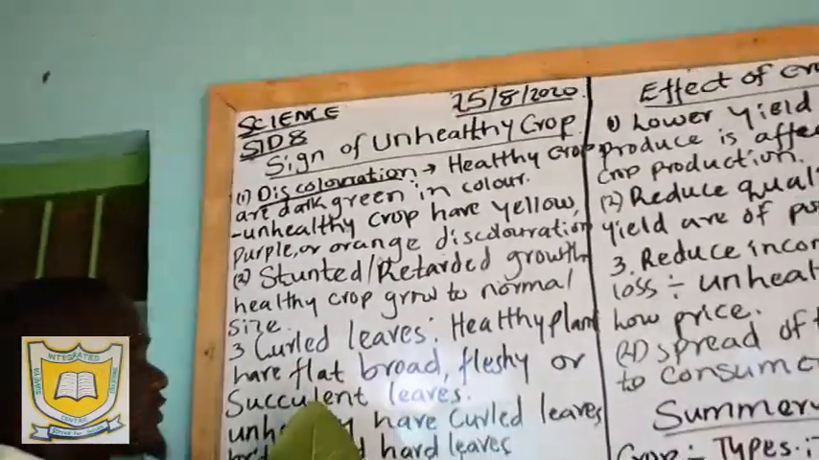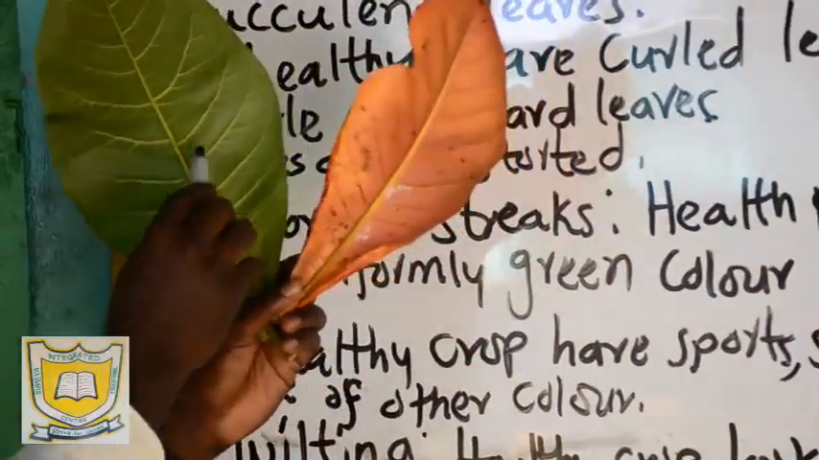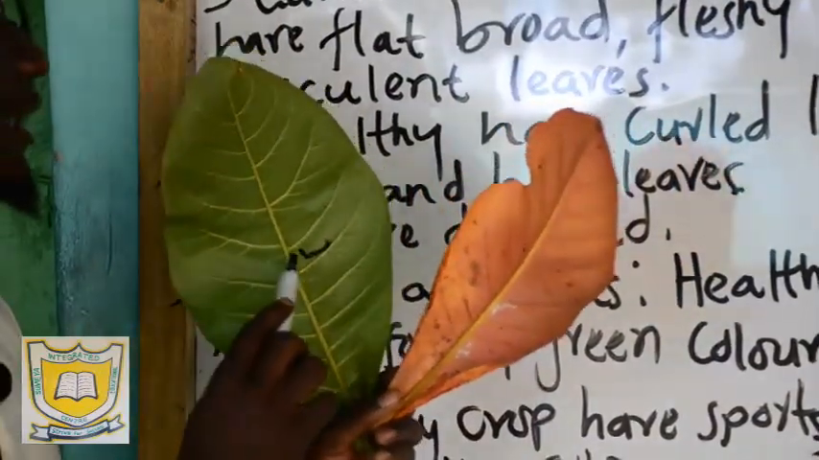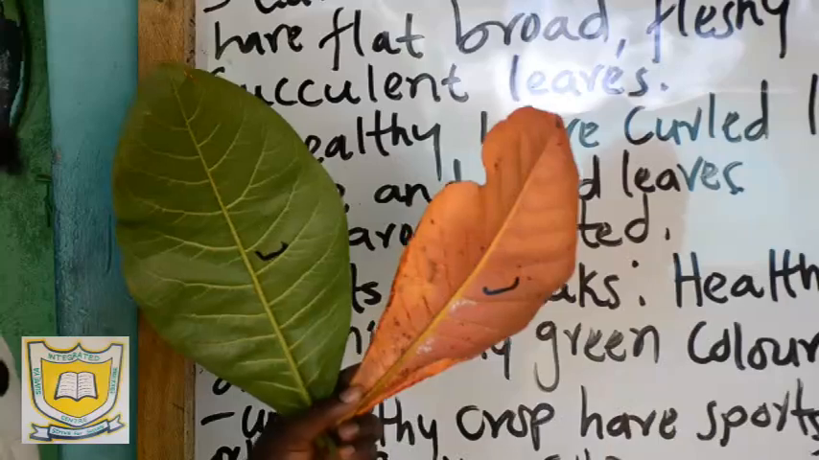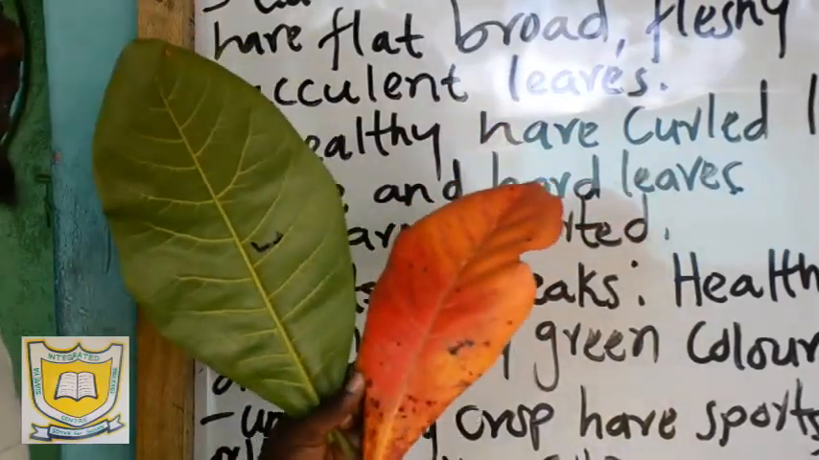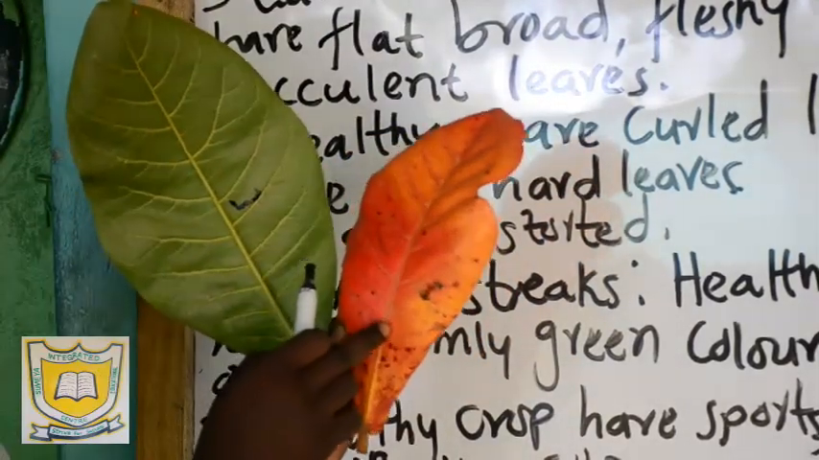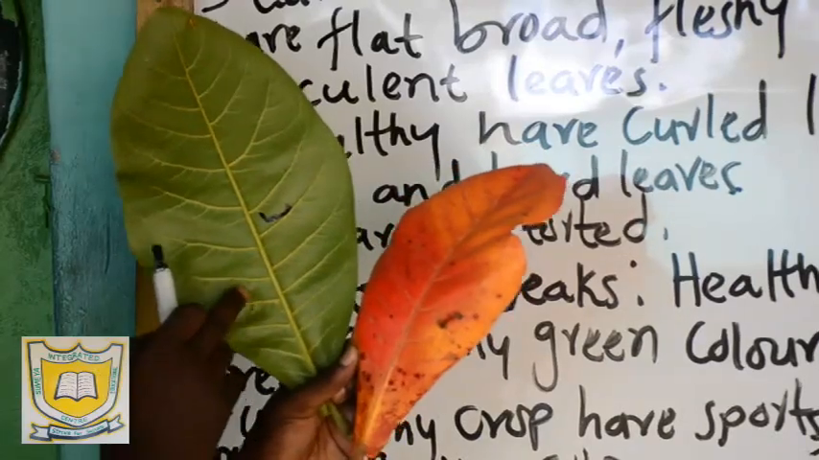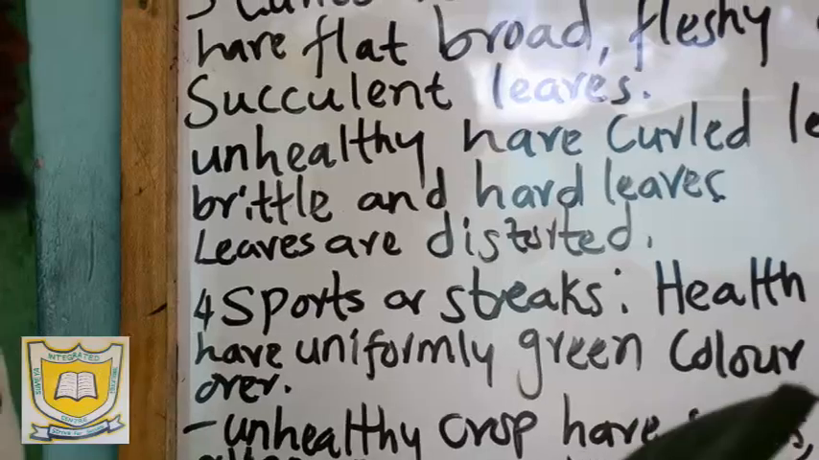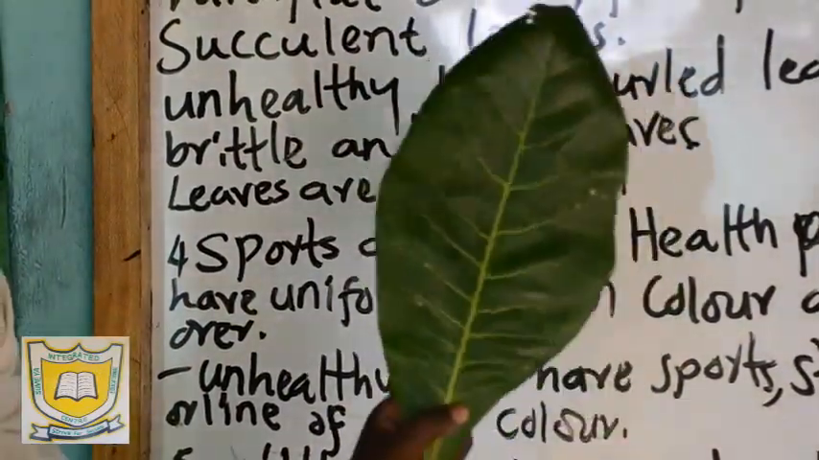When you look, these are the same plants. This plant here, the leaf is very green. It is very dark and green. While this one has changed color. Some parts look reddish and others look yellowish. This means that this crop here is unhealthy, while this one is healthy. So a very healthy plant must have a very dark and green color, like this one here.